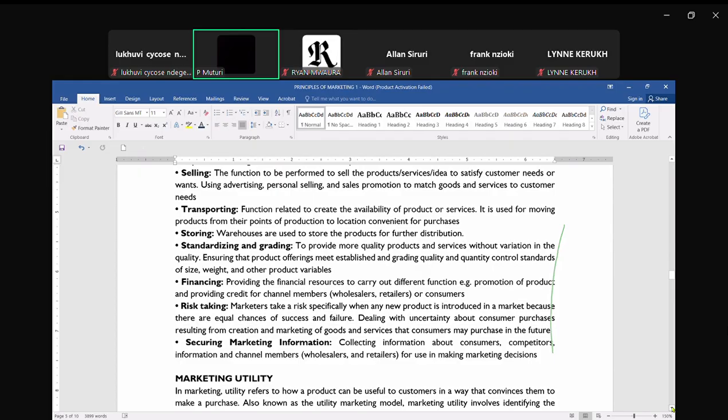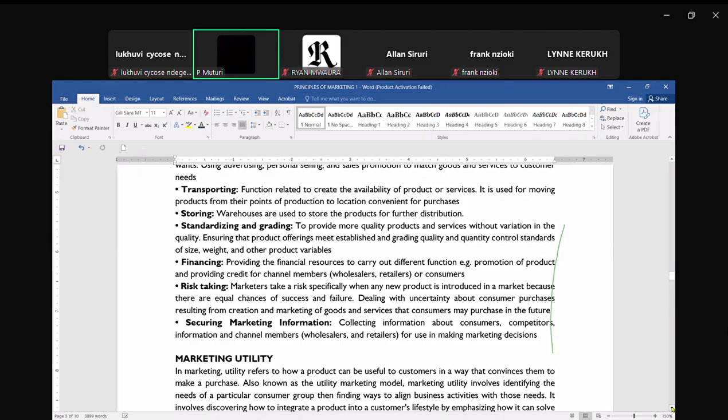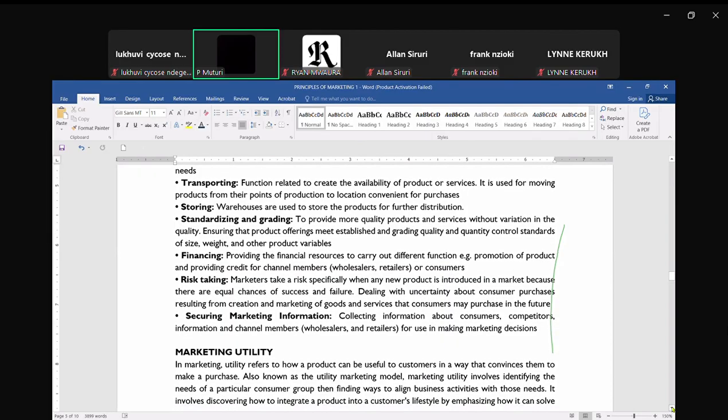Storage, the aspect of storage. So here you're talking about warehousing, proper storage. Products, if they're not stored well, they would diminish in quality. So the aspect of proper storage, use of proper stores and warehousing to store the products properly for further distribution.